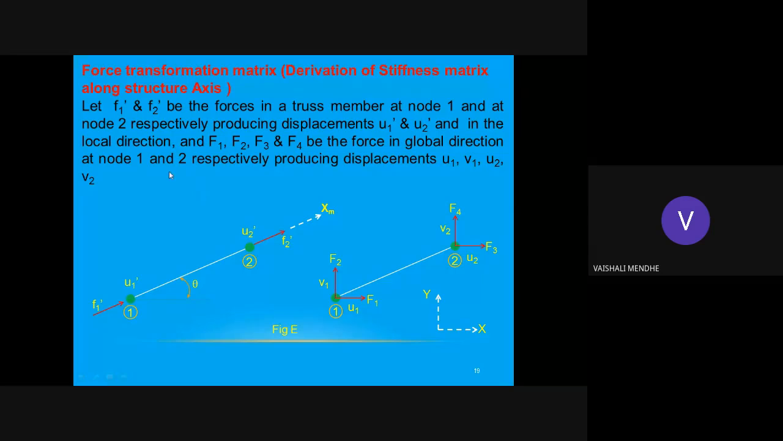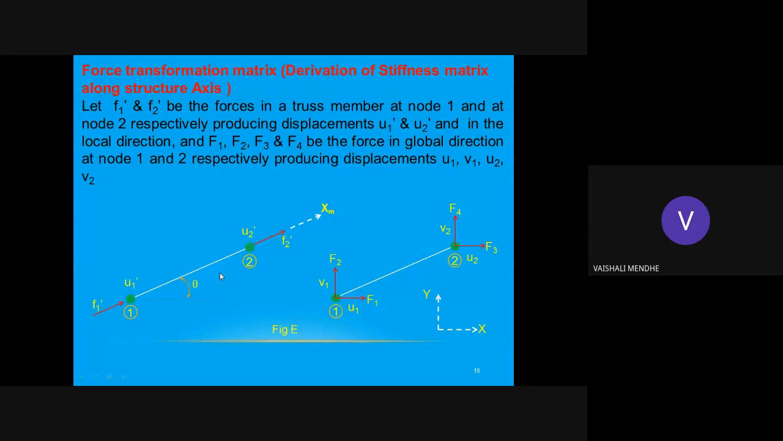If it is asked like this, derive the elemental stiffness matrix along local or member axis, then you have to derive the first derivation, in which we have shown all the forces along the local direction. But here we show the forces in the global direction also. So here you can see that this is the figure. The same truss member that we considered in the transformation matrix, the same figure and the same member we will consider.